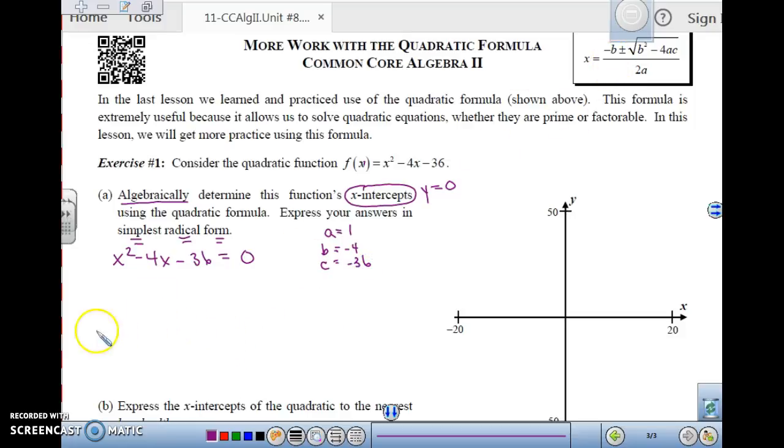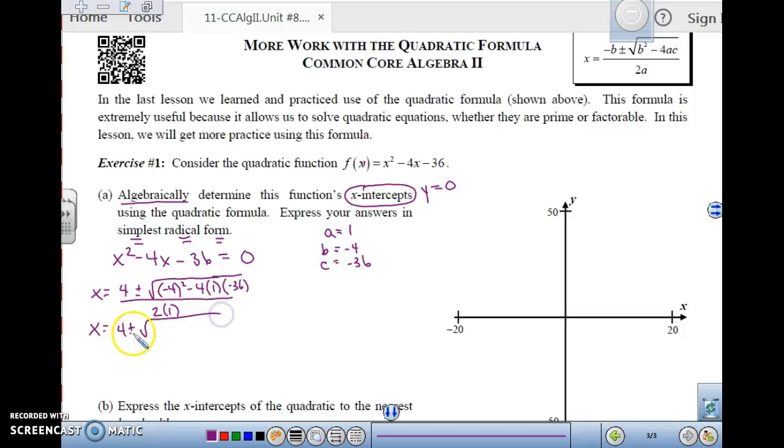Okay, so following your formula, x equals negative b. Well, since this is negative 4, it's going to be positive 4, plus or minus the square root of b squared, put it in parentheses, negative 4 squared, minus 4 times a is 1, times c is negative 36, all over 2a, which would be 2 times 1. So I plugged all these in. Now I can put everything that's underneath the radical in my calculator, which I'm going to do.